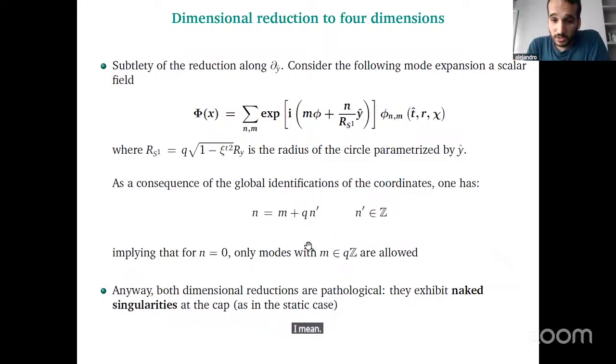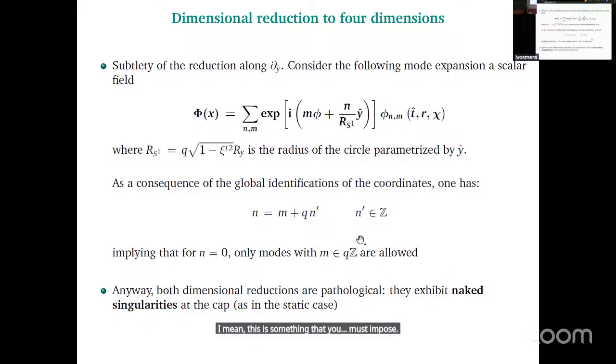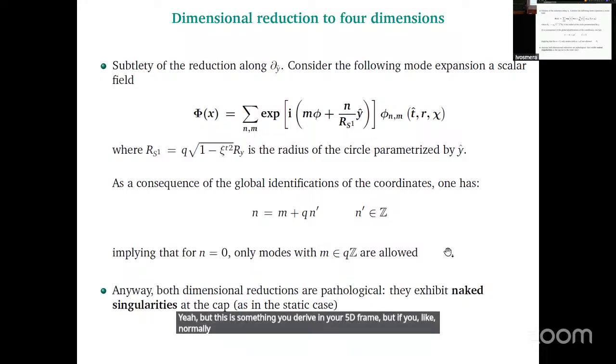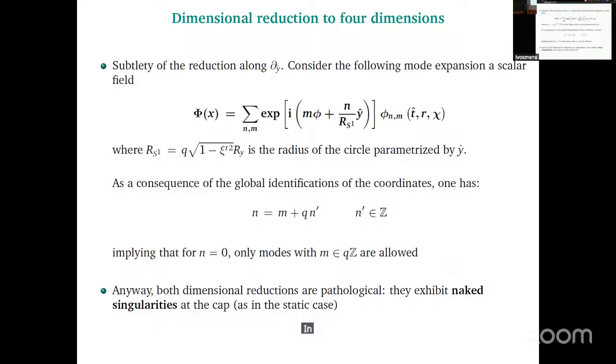I mean, this is something that you must impose. Yeah, but this is something you derive in your 5D frame. Normally Kaluza-Klein theory is telling you that whatever massless perturbation in 4D or 5D should be dual. It should give the same answer. But here in 5D you obtain that M is QZ.